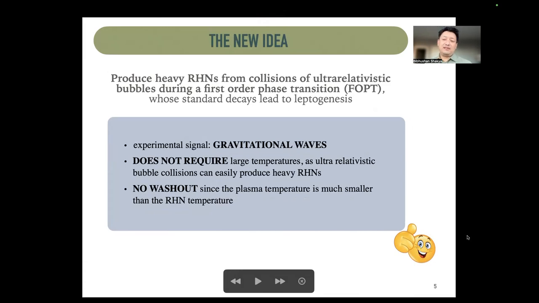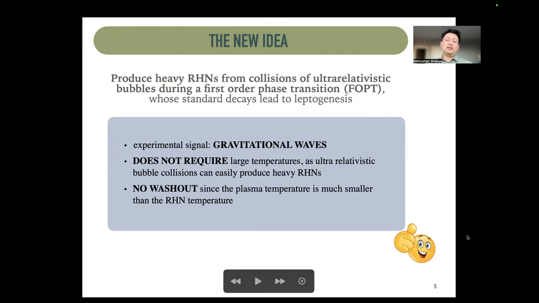For example, now when you have a first order phase transition, you most likely have a gravitational wave signal. And so this gives you an experimental signal that we can go out and look for as a companion to this leptogenesis idea. The second is that it does not require very large temperatures, because the idea is to pump a lot of energy into these bubbles when they collide. And so you can have a phase transition at a very low energy scale or low temperature.